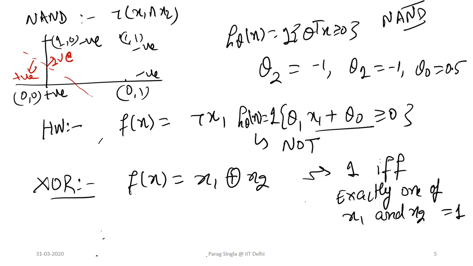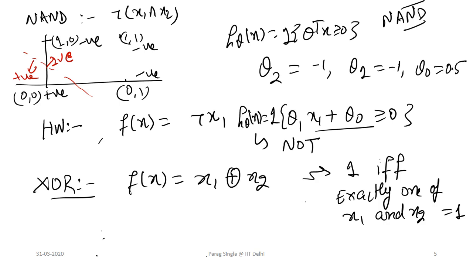And homework for you, which is not very difficult, is I would ask you to implement a perceptron which implements simply this NOT function, not of x1, where you will have only two parameters, theta 1 x1 plus theta 0 greater than or equal to 0. The indicator of this will be your hypothesis function, and you want this to represent your NOT function, right? So please do this.